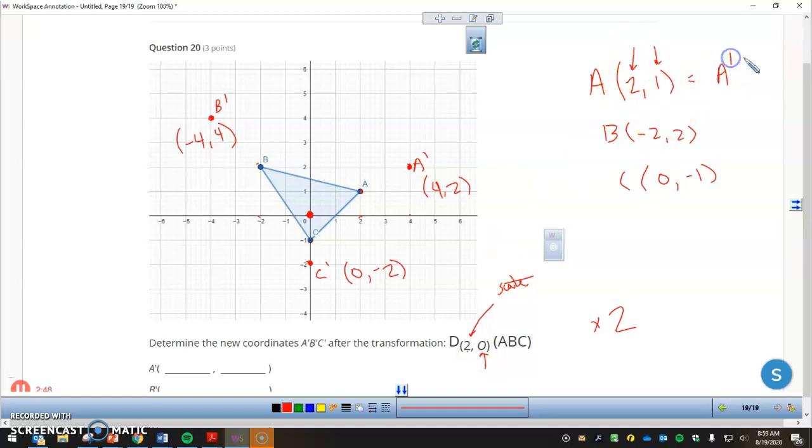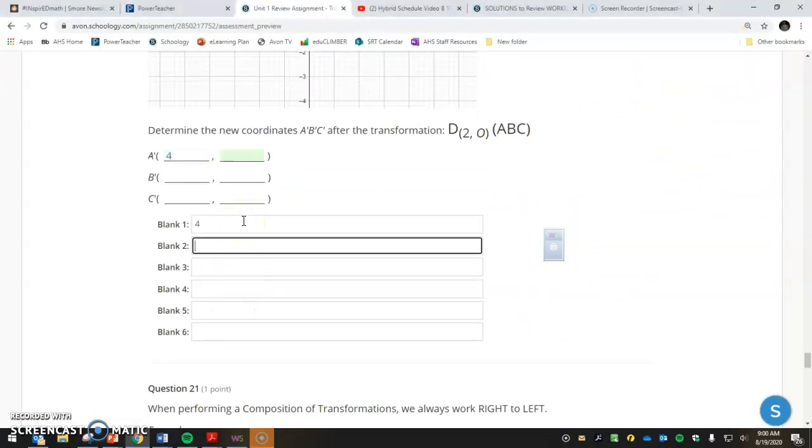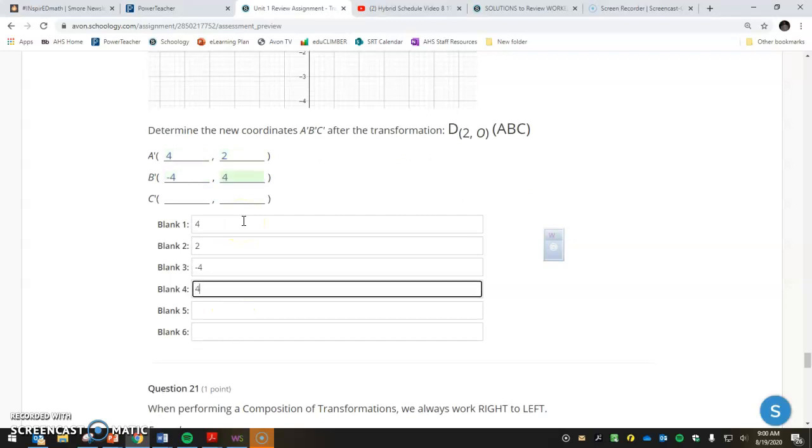So A prime is going to be at 2 times 2 is 4, 1 times 2 is 2. And then B prime. Negative 2 times 2 is negative 4. Again, we're just applying the scale factor of 2 by multiplying it by 2. 2 times 2 is 4. See how these are the same points? And then C is 0 times anything is just 0. Negative 1 times 2 is negative 2. Alright, so I'll go ahead and fill those points in. So A prime is 4, 2. B prime is negative 4, 4.